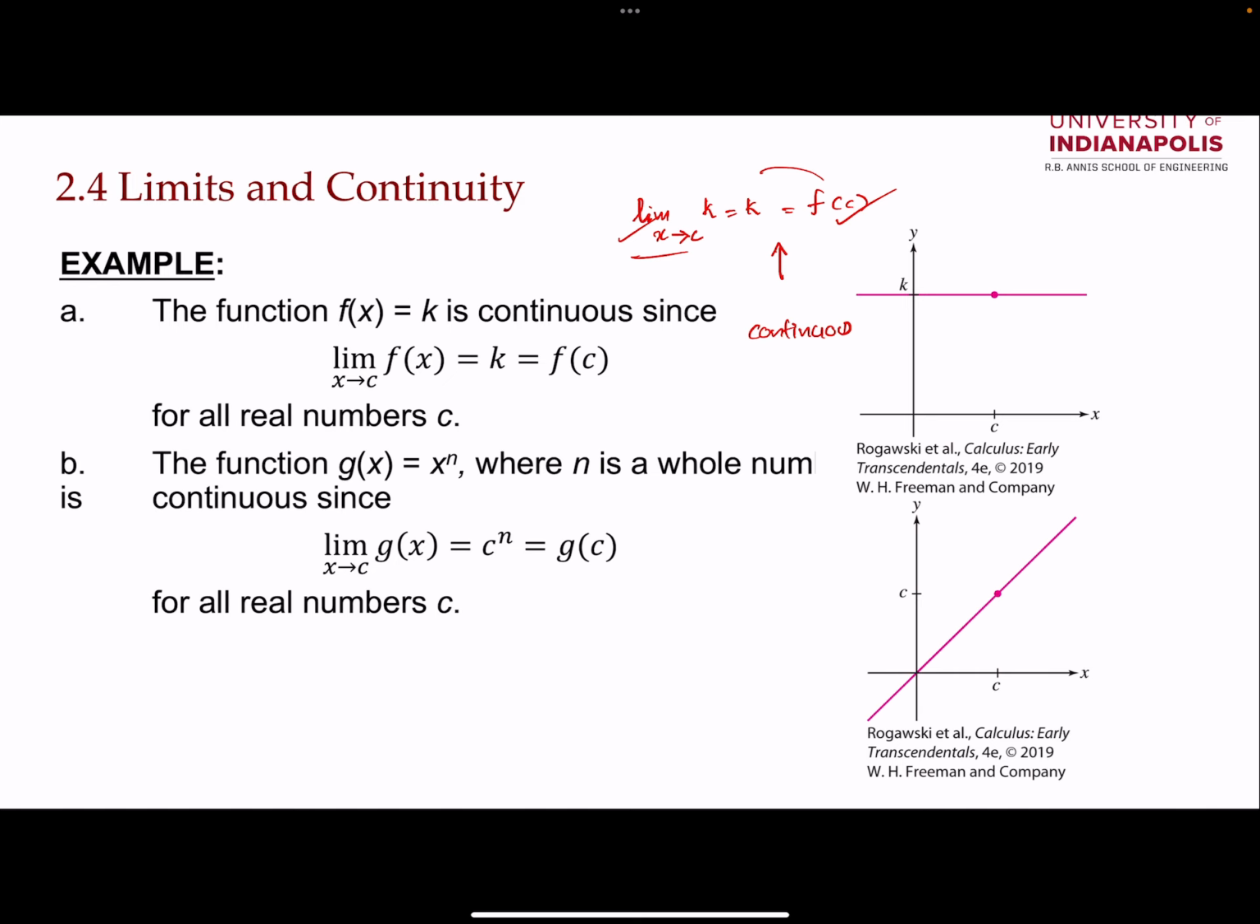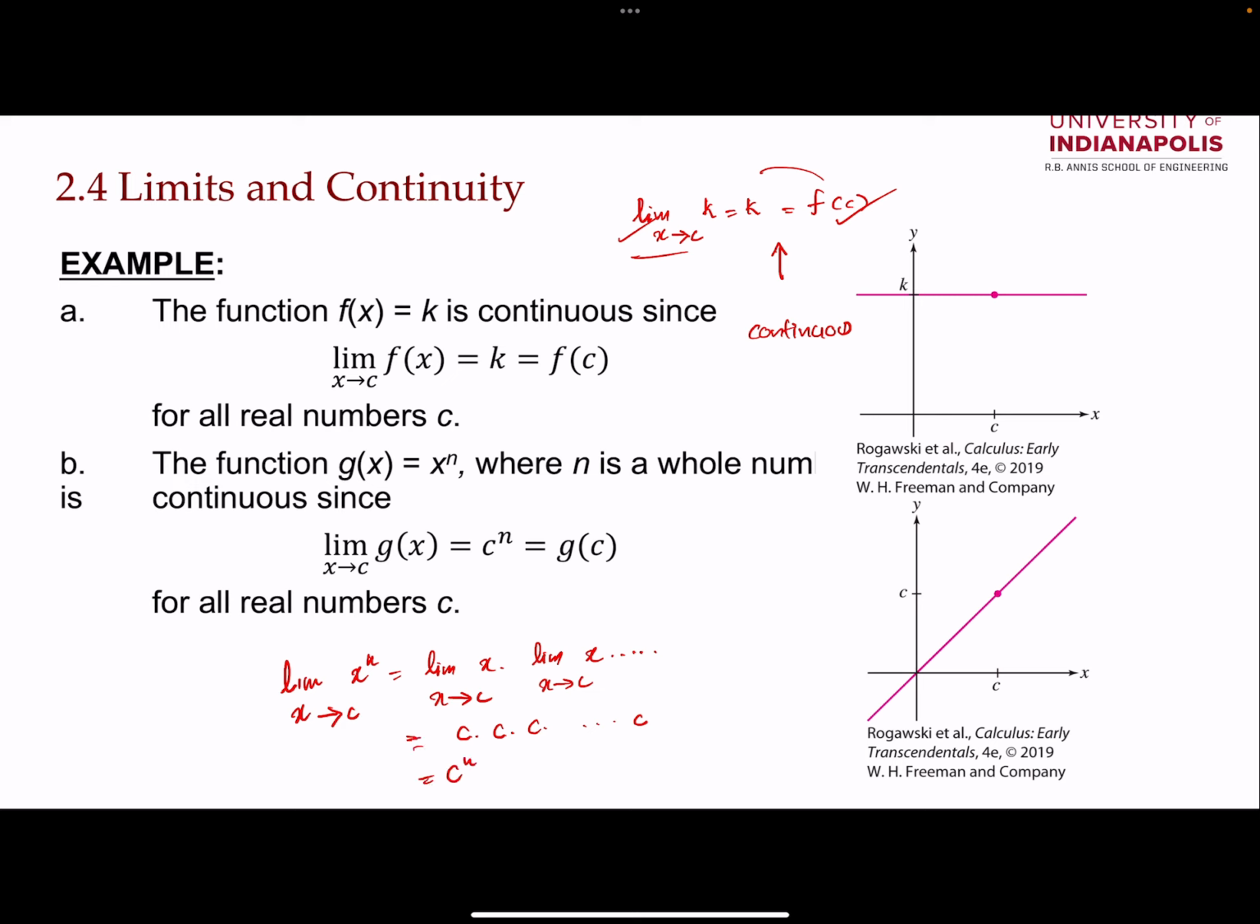And g(x) equals x to the power n, where n is a whole number. It is continuous because, from this law, we learned the limit laws: the limit as x goes to c of x to the power n is equal to the limit as x goes to c of x, times the limit of x, n times. So we have c times c times c, n times, which is c to the power n.